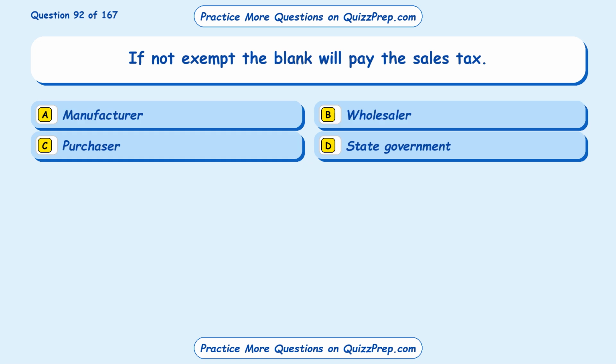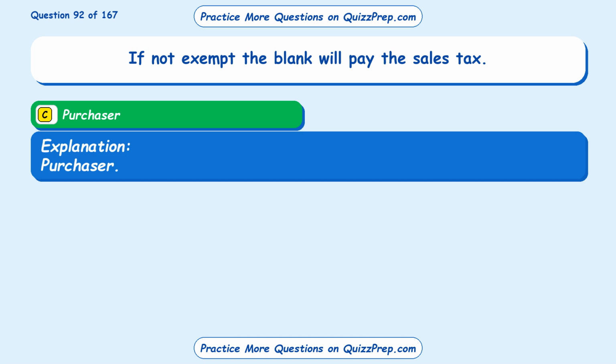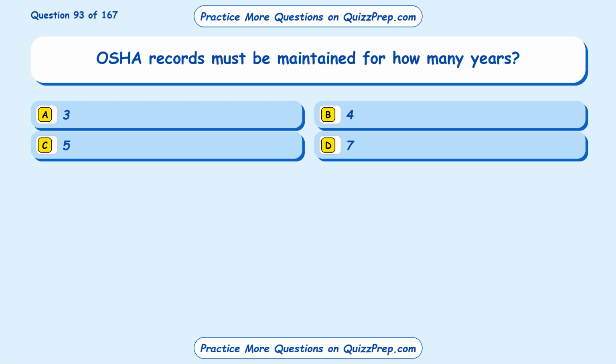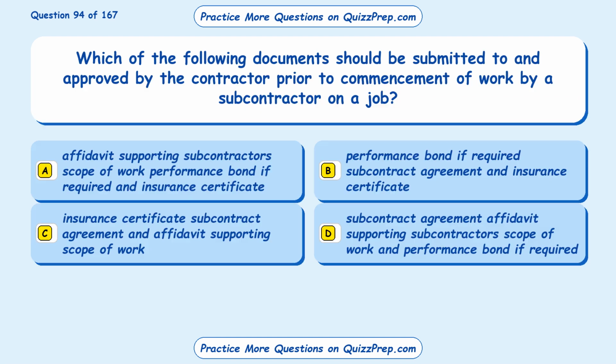Question 92. If not exempt, the blank will pay the sales tax. Option A, manufacturer. Option B, wholesaler. Option C, purchaser. Option D, state government. The correct answer is option C, purchaser. Question 93. OSHA records must be maintained for how many years? Option A, 3. Option B, 4. Option C, 5. Option D, 7. The correct answer is option C, 5. 5 years.